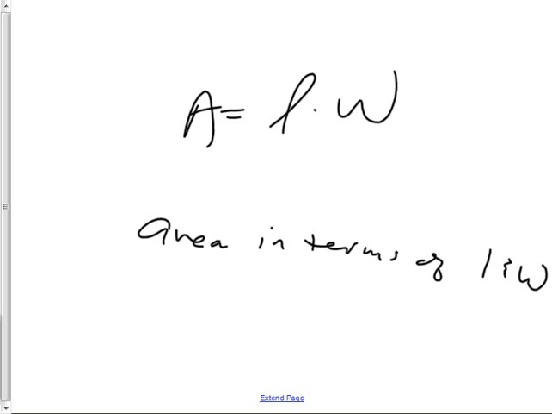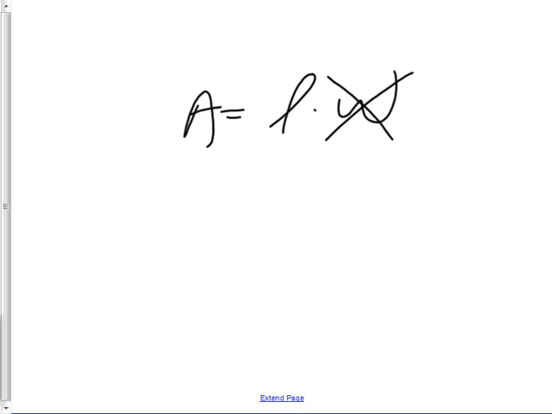Now, a typical question for today would be, I want the area in terms of just the length. Well, then that would mean my formula's close, but I have to get rid of the width. Can you just like cross it off? No, of course not. But you can take the W out and replace it with something. Pull the W out and replace it with something that has L's in it maybe.